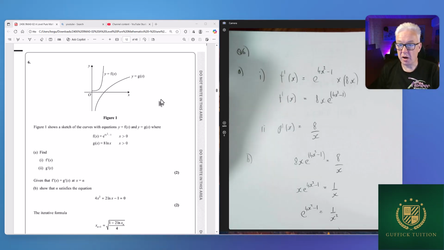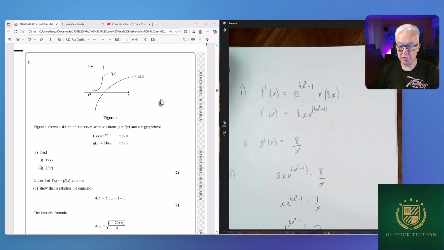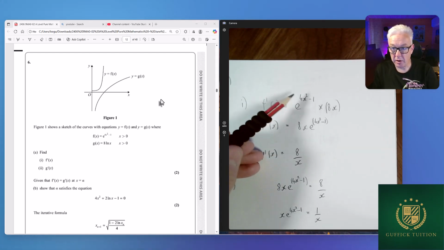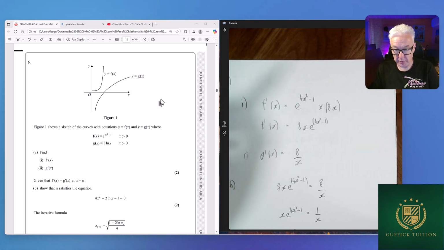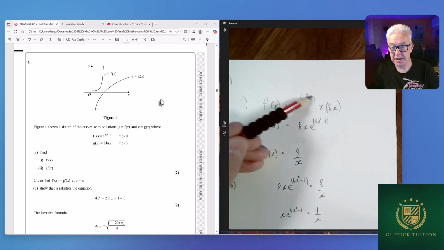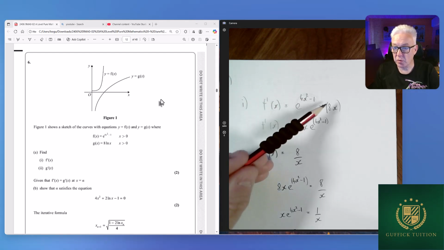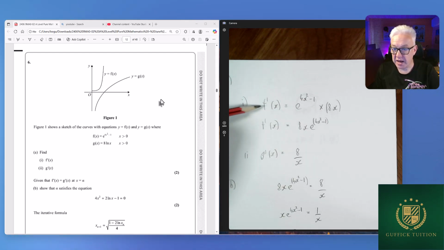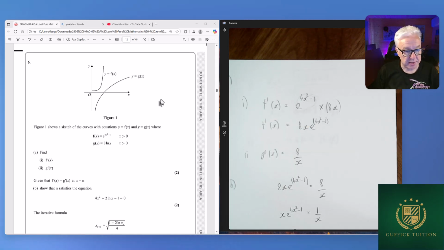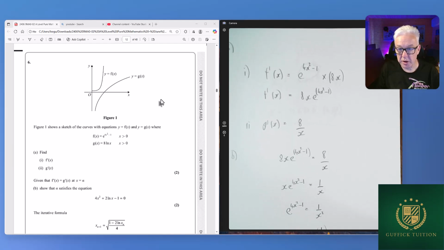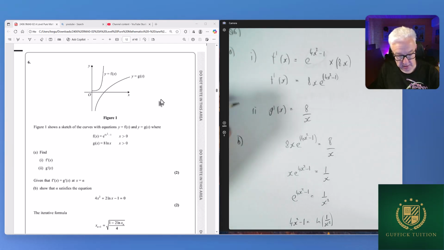So first of all, we've got our f of x expression is equal to e to the power of 4x squared minus 1. So when we differentiate that, our outer function stays the same, and we times by the derivative of the inner using the chain rule. And the derivative of 4x squared minus 1 is 8x. So that's our f dashed of x, 8x times e to the 4x squared minus 1. Now g of x. g of x is equal to 8 ln x. ln differentiates into 1 over x. So our g dashed of x is going to be 8 over x.